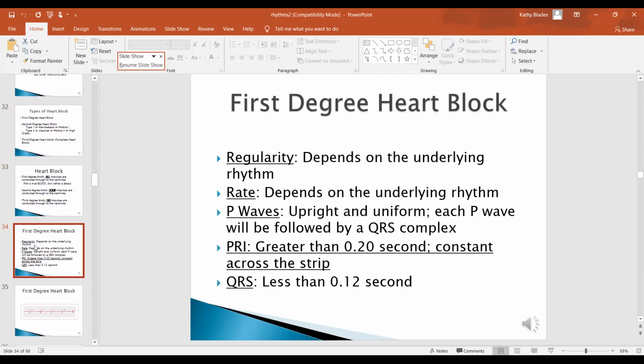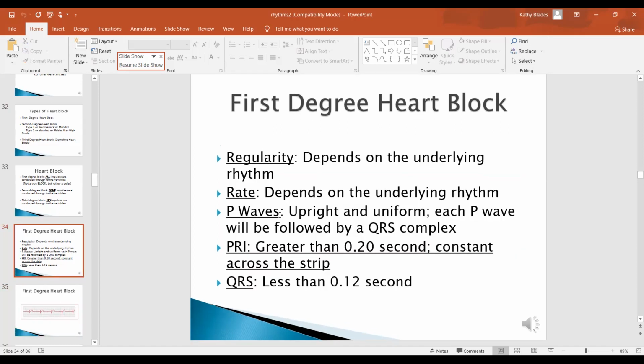So a first degree heart block, the regularity depends on the underlying rhythm. What we would normally say with a first degree heart block, if you were assessing it and giving it a name, you might say they have sinus brady with a first degree heart block. It's not its own rhythm. It is in addition to the rhythm. So that's why it says the rate depends on the underlying rhythm. So how fast is it beating, kind of thing. Your P waves, remember we talked about P waves being upright and uniform. Each P wave will be followed by QRS. So it's kind of a sinus rhythm kind of rate, right? Or it looks like it.